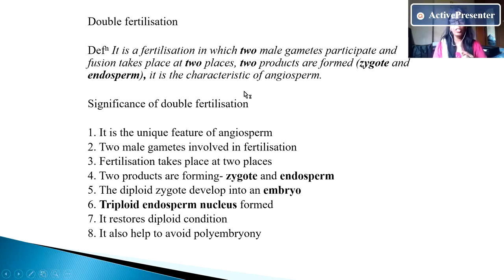Then the significance of double fertilization. It is a unique feature of angiosperms. Two male gametes are involved in fertilization. Fertilization takes place at two places. Two products are formed, zygote and endosperm. The diploid zygote develops into an embryo. The triploid endosperm nucleus is formed by triple fusion. It restores the diploid condition. It also helps to avoid polyembryony. So these are the significance of double fertilization, and it is a characteristic of angiosperms.